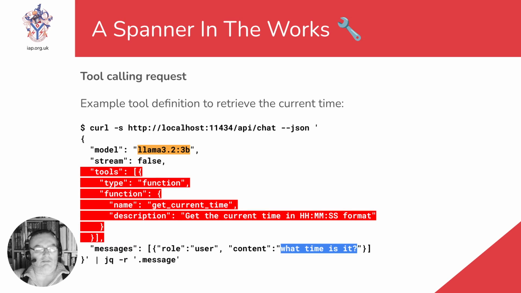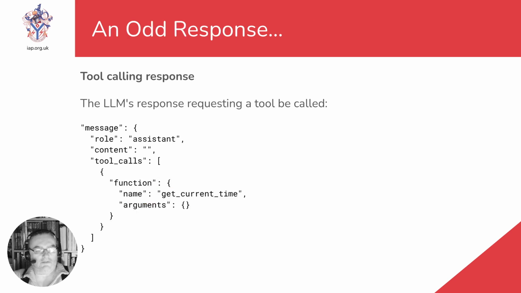Here we have an example of a definition for a simple tool, shown in red, to get the current time. We have the user prompt asking for the time, shown in blue. Notice we have changed to using the Llama 3.2 model that supports tool calling. What happens when we send this JSON to the model asking what the time is? The model responds by returning a message with the details of a tool it would like us to call on its behalf. In this case, the tool is getCurrentTime, and there are no parameters being passed.